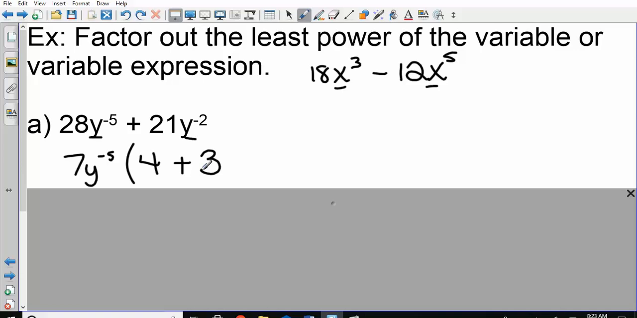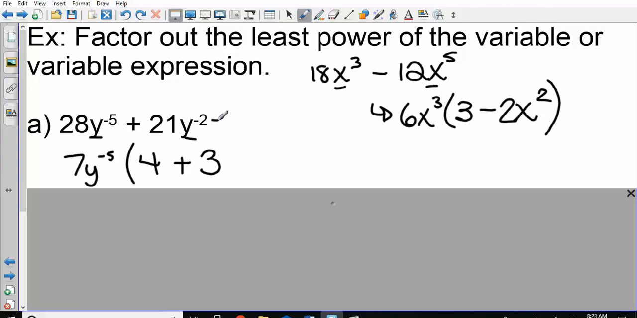Up here, if I factored this, we took out the 6x cubed. We would have a 3 minus 2x to the what? Squared. How'd you get it? I subtracted. So if I take out negative 5, what's 2 minus negative 5? 3. Alright, and that's my answer. All we want to do is factor here.